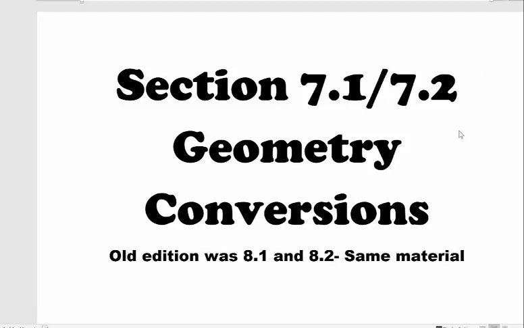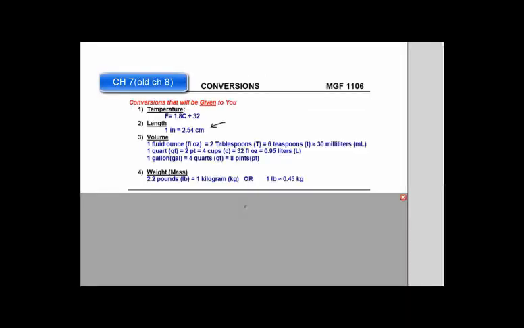This video is going to talk about sections 7.1 and 7.2 from MGF 1106, geometry, and it's going to talk about your conversions. The old edition was 8.1 and 8.2, which this video is going to refer to some, as well as 7.3 and 7.4's video, but it's the exact same material that will be covered in our sections. So again, when this refers to 8.1, 8.2, if it refers to certain sections, this is the correct video for 7.1, 7.2. In Chapter 8, you'll be doing many conversions.